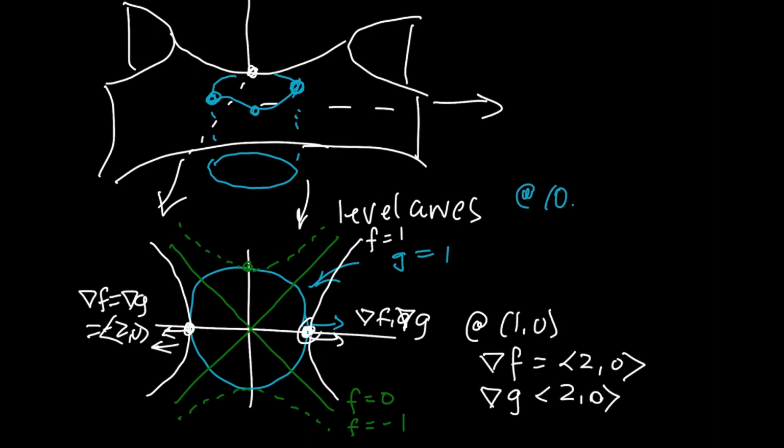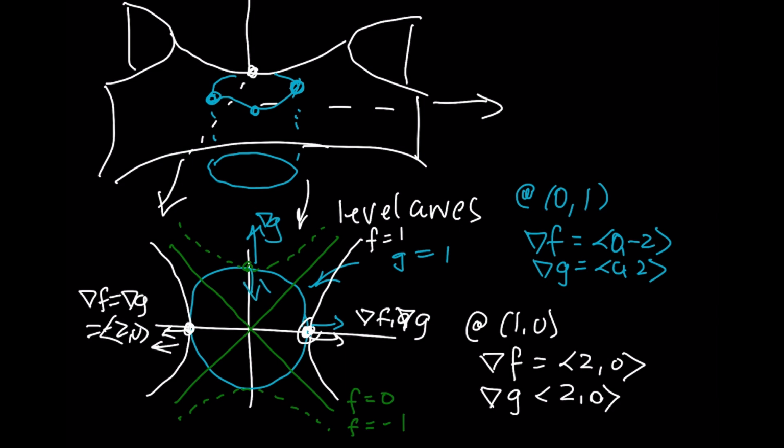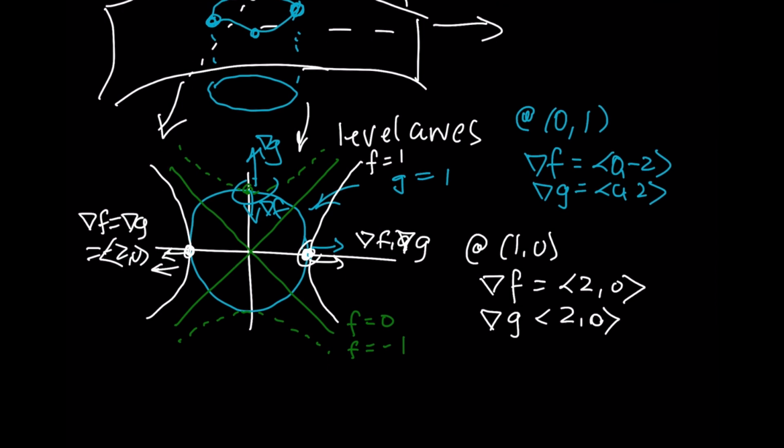At the point 0, 1, the gradient of f is 0 and negative 2, but the gradient of g is 0 and positive 2. So they're pointing in opposite directions. However, they are still parallel, and this is what makes it an absolute minimum. So the method of Lagrange gives you a completely different way of locating absolute extrema of a function.